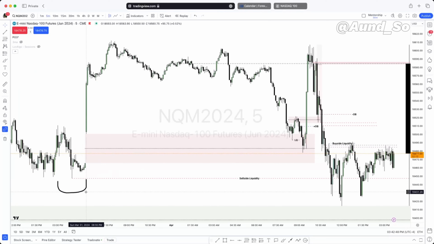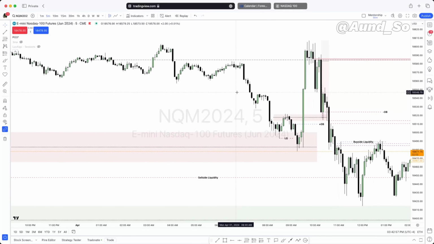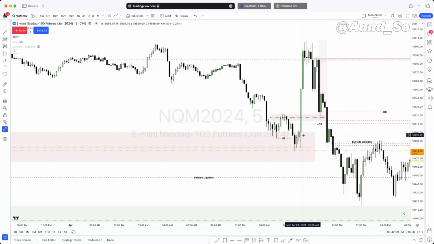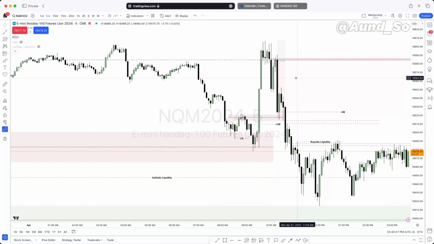So yeah, let's get back to this trade right here. Okay, so I was considering taking this breaker right here, but I'm explaining why I didn't take my trade setup, which is the breaker or the order block. The reason is because I looked at the dollar, DXY, and the dollar is pushing up. So Nasdaq is supposed to go down.